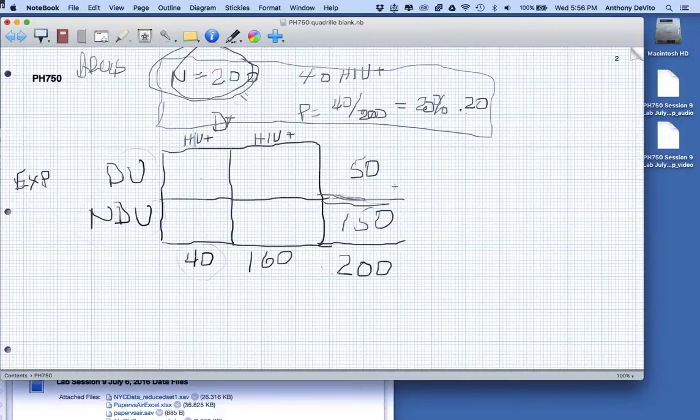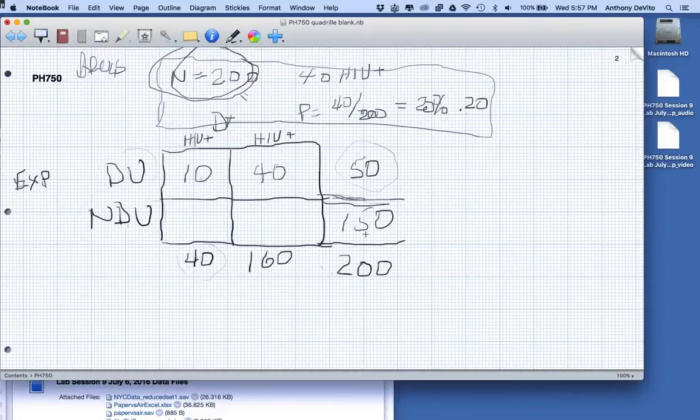Before I do that, I'm going to evaluate this for myself. If 50 people turn out to be drug users, and there's no difference between drug users and non-drug users with respect to whether or not they're likely to be HIV positive, okay? If there's no association between drug use and HIV, well, then how many of the 50 would I expect to be HIV positive? I expect the same as the prevalence of the general population, which is 20%. What's 20% of 50? 10, right? And that would leave 40 of those 50 people that are not HIV positive.